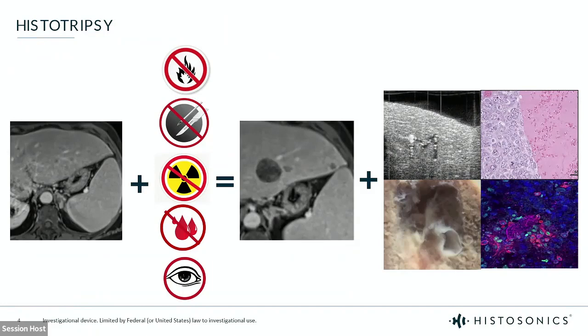You will seemingly preserve, I say seemingly, because so far we've not seen any evidence that you do not. So we preserve collagen-rich structures. Typically, if you have a blood vessel, that blood vessel will maintain its blood flow. And we'll talk a little bit more about that.